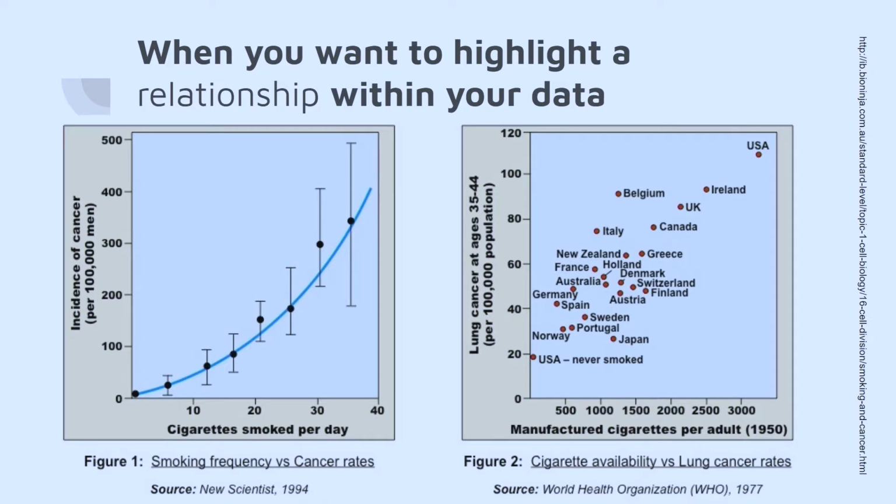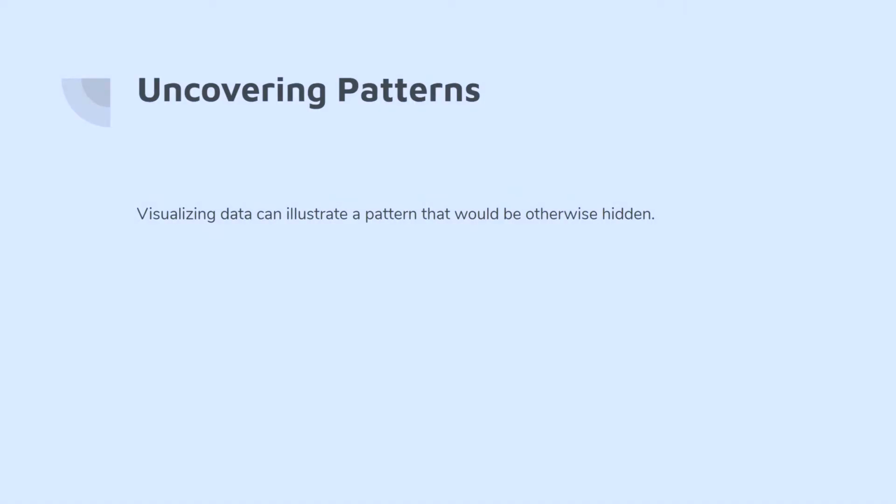But then in the bottom left, you see there's USA never smoked. So they broke out within the United States population those who never smoked and those who at one point smoked. And the difference is drastic, although the number of cigarettes manufactured per adult was the same. So that's incorporating the fact that if you smoked, your chance of cancer is that much higher. So like I said, visualizing data can illustrate a pattern that you can otherwise miss. It's easy to miss looking at something.